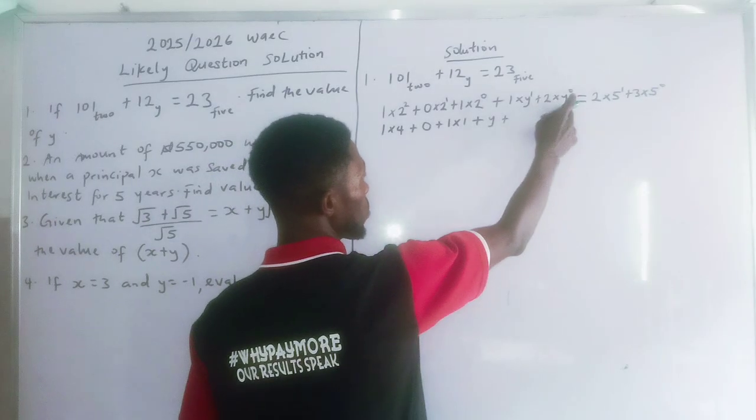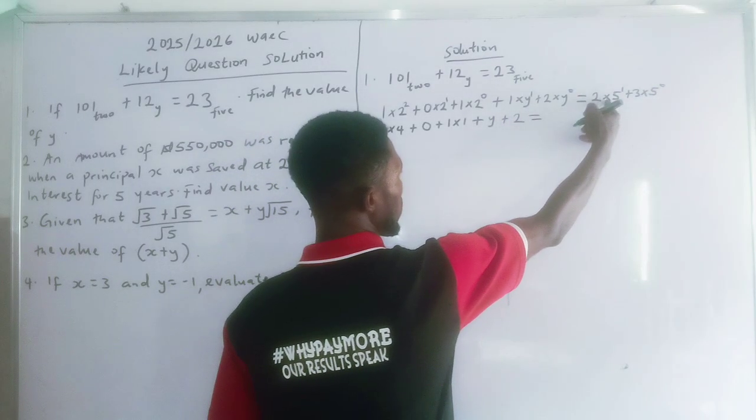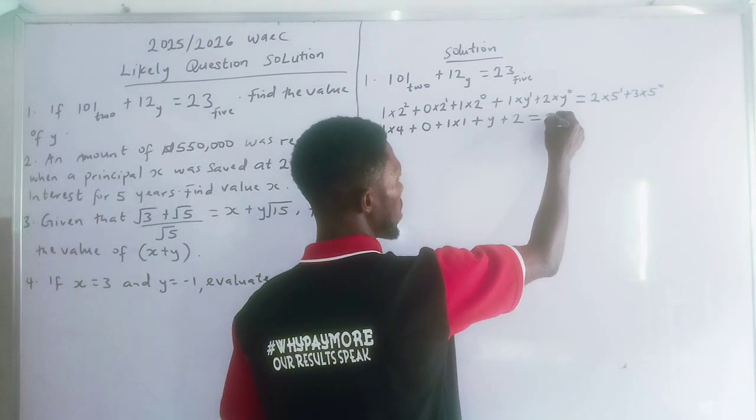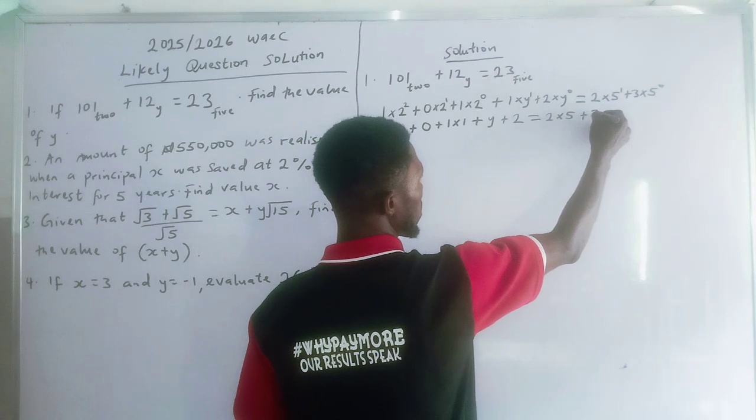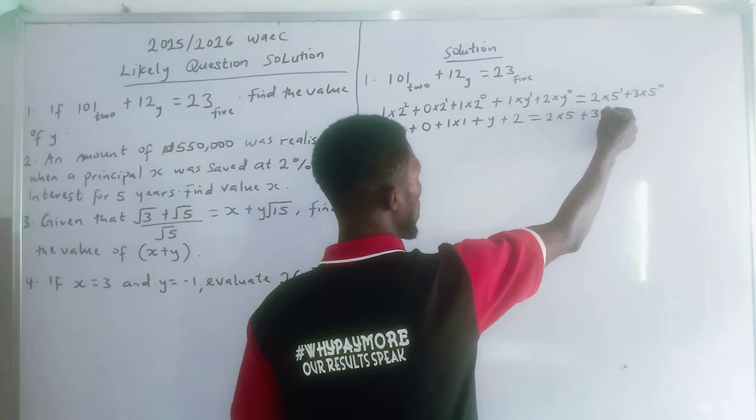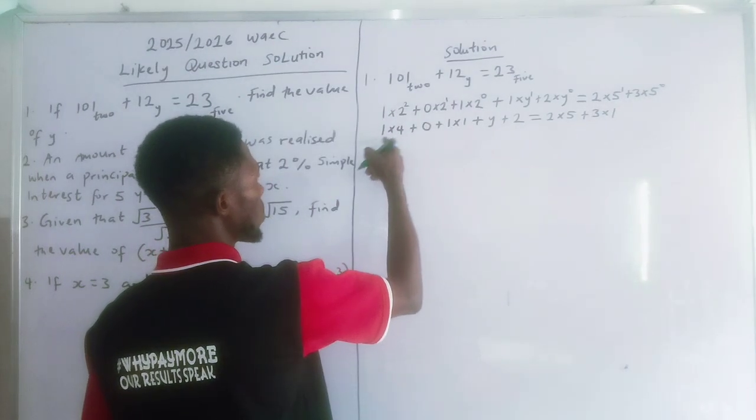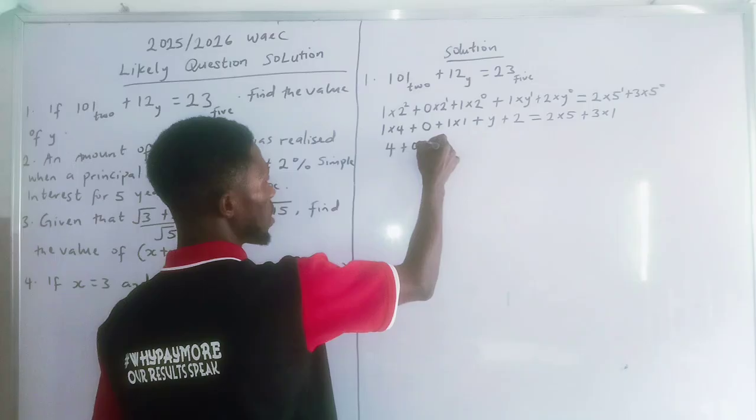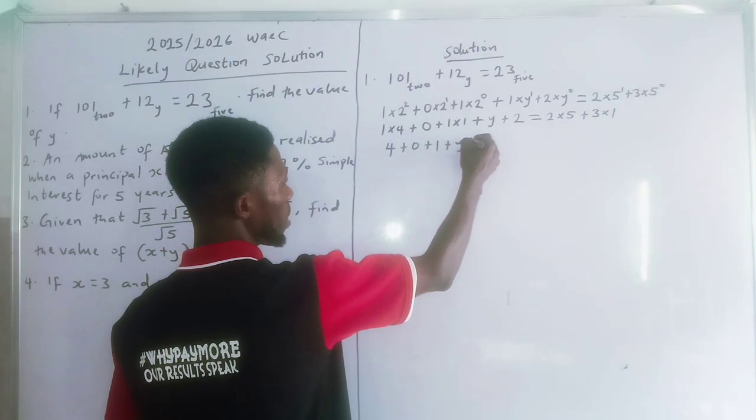That will now be 2 times 1, which is 2. Then equals 2 times 5 raised to power 1, and 5 raised to power 1 is 5, so we have 2 times 5. Then plus 3 times 5 raised to power 0, which is 1, then 3 times 1 is 3. So we have 1 times 4 is 4, then plus 0, then plus 1 times 1 is 1, then plus y, then plus 2.